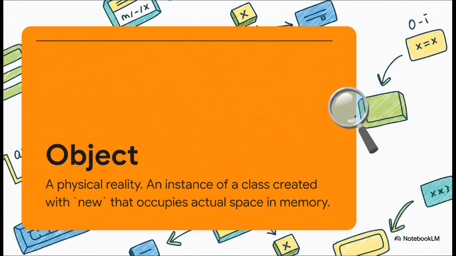The object, on the other hand, is the house. It's a physical thing. It's a real instance of that class that we built using the new operator, and it occupies a real chunk of space in your computer's memory. You can have one blueprint, your one box class, and build hundreds of different houses, or objects, from it.